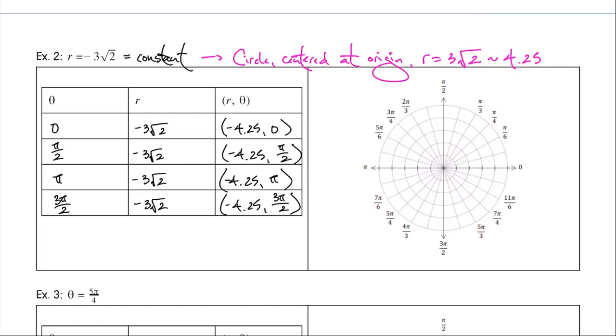So I'm gonna go to 0, but I'm not gonna count out 4.25 to the right. I'm gonna count 4.25 out to the left. So my first point is actually at 1, 2, 3, 4.25. That's where my first point is, okay? Does that make sense to folks? That it's on the left-hand side, it's not on the right-hand side because of that negative, okay?